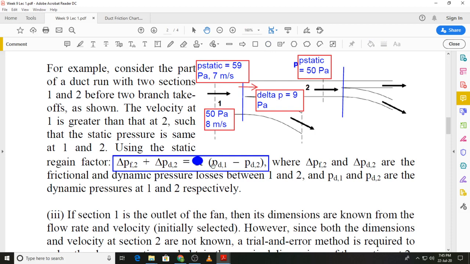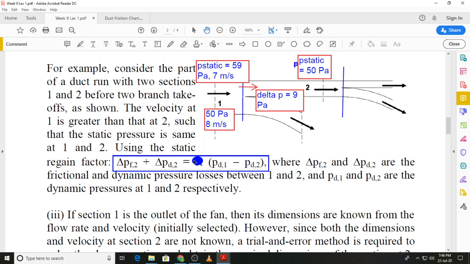So the change in the dynamic pressure, because we had a higher velocity at section 1 and a lower at 2, is a decrease in the dynamic pressure, and that decrease will be equal to the increase in the static pressure under ideal conditions. As we had looked at above, decreasing the velocity from 8 to 7 meters per second caused a change of 9 pascals in the dynamic pressure, and that means the static pressure rose by 9 pascals.